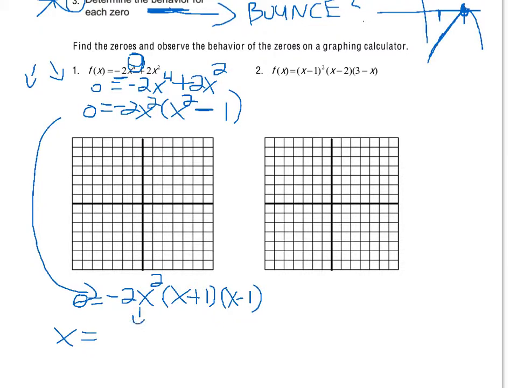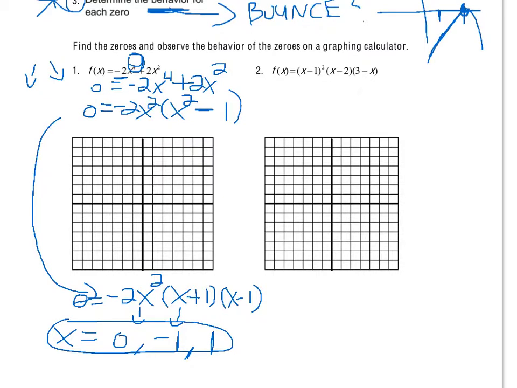For the x squared, if you set that equal to 0, that's just 0. For the x plus 1, you get negative 1. And for x minus 1, you set that equal to 0, you get 1. This is the new part that we did today. This is going to give us the middle portion.